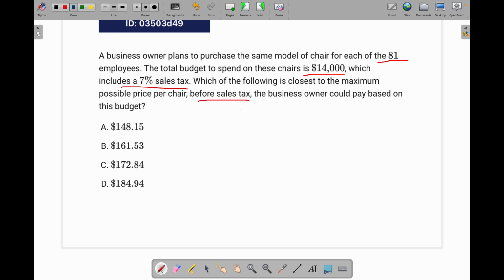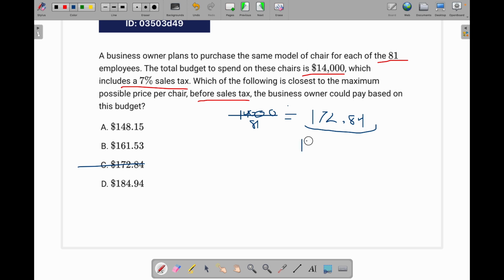What we're going to do is divide 14,000 by 81. What we're going to get from this when you plug it into your calculator is 172.84. Yes, this is one of the answer choices, but it's not going to be the answer because this includes the sales tax.